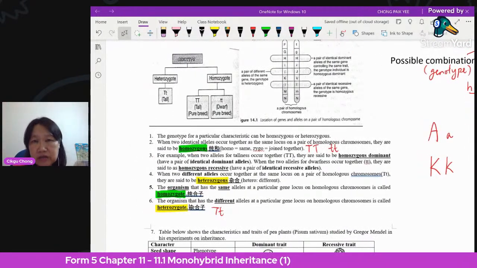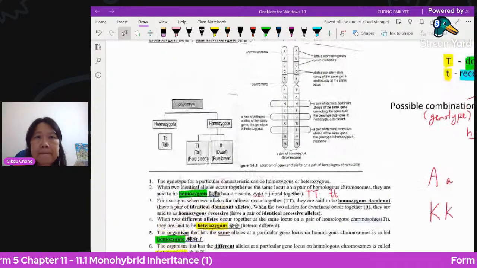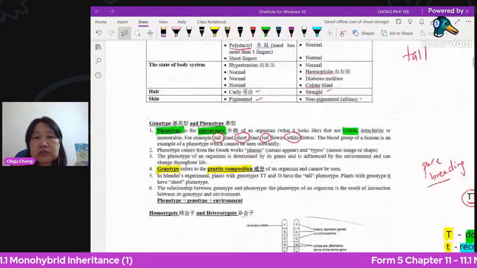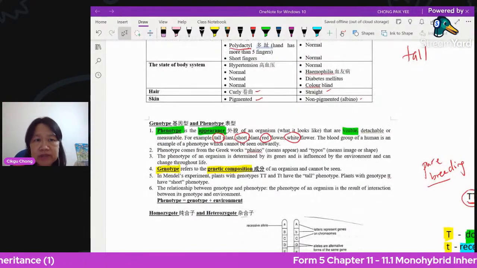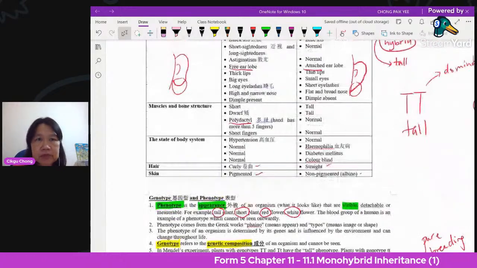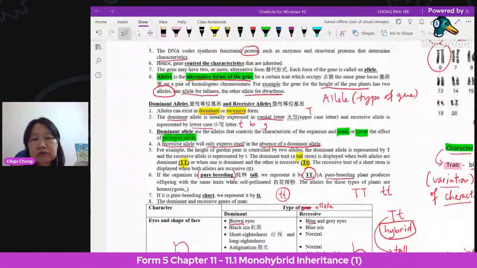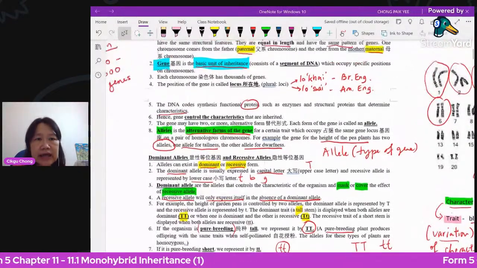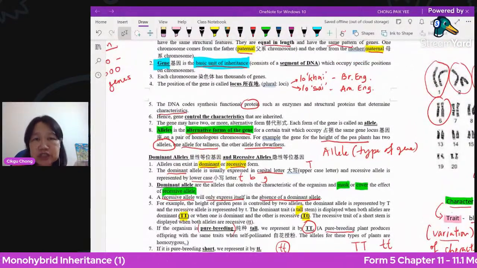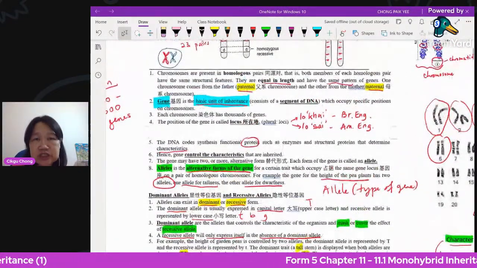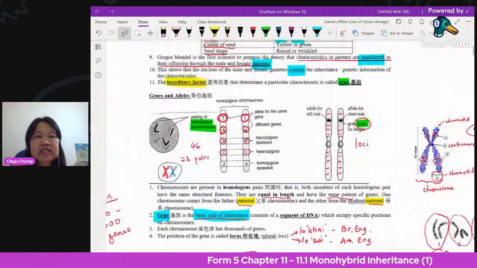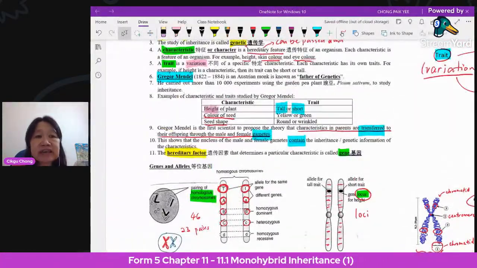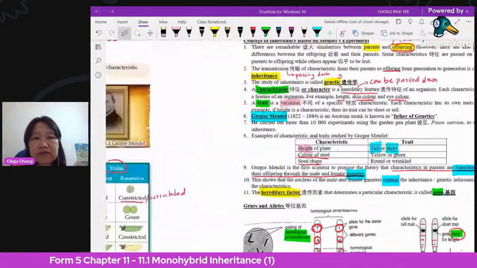Homozygous and heterozygous, there's one pair, you need to know what's the difference. Genotype, phenotype, we have done that. What's the difference? Dominant allele, recessive allele. Then we also learned allele and gene. What's the difference in the meaning? Then also character, characteristic and traits. So all these I've covered, right?